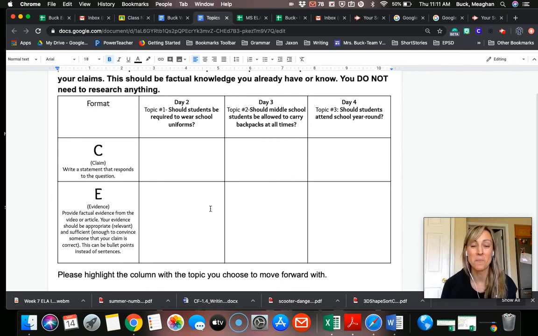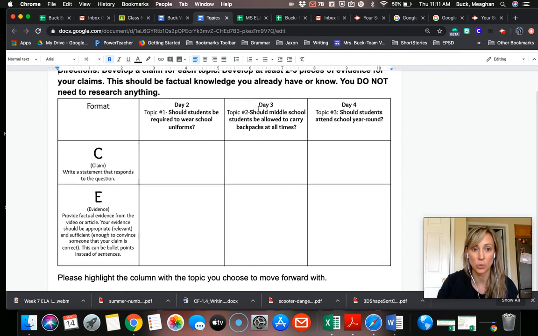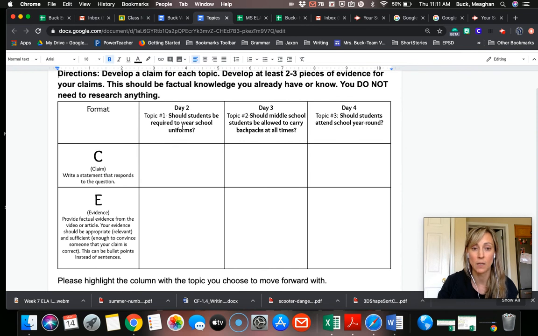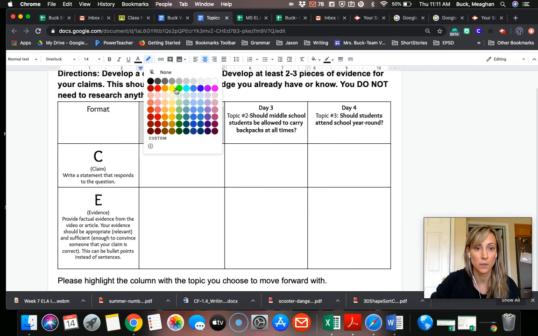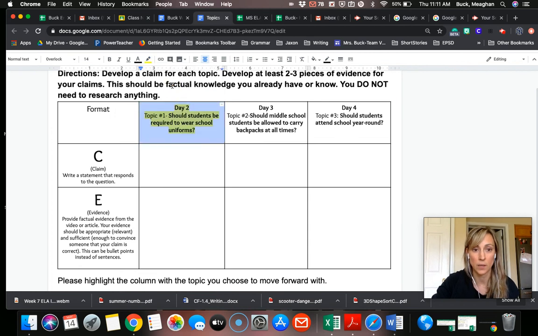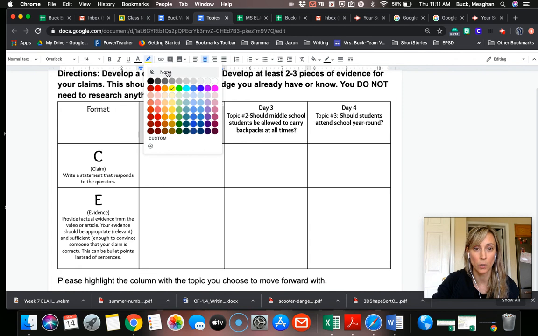Okay. And then please highlight the column to represent the topic that you choose, or the box up here, just so it gives me an indication, okay, this student is picking topic 1 because it's highlighted in yellow. If you don't know how to do that, you can just select the text in the box, go up top here, and click the yellow button. And that would indicate to me that that's the topic you are going with.